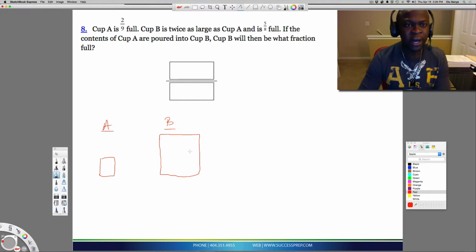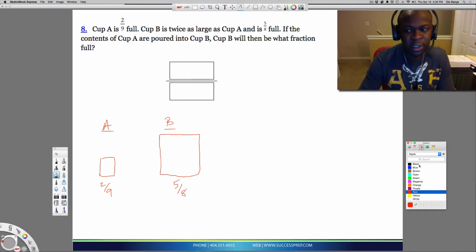Okay, so what we have here is two cups. One is smaller than the other, obviously. And what we need to be able to do here is, as we focus on cup A, it says that cup A is 2/9 and cup B is 5/8. And it says if the cups were poured into each other, what fraction would represent the total, the new fraction? Well, the key trick in this question is understanding that we need to pour A into B, by the way, so A needs to go into B.